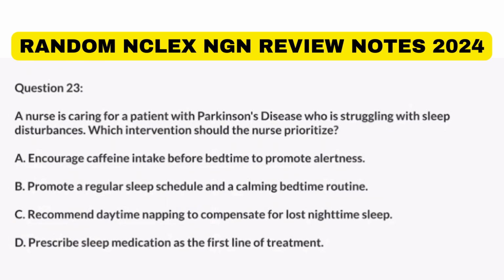A nurse is caring for a patient with Parkinson's disease who is [experiencing sleep disturbances]. A. Encourage caffeine intake before bedtime to promote alertness. B. Promote a regular sleep schedule and a calming bedtime routine. C. Recommend daytime napping to compensate for lost nighttime sleep. D. Prescribe sleep medication as the first line of treatment.